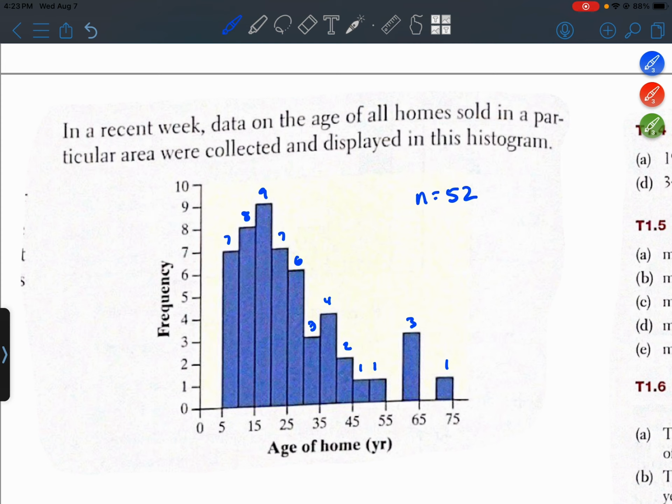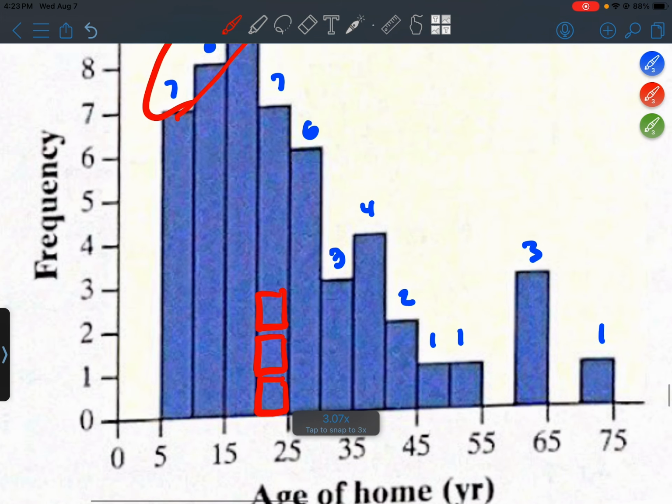The median is going to be somewhere around the 26th or the 27th value. 7 plus 8 plus 9, that's already 24. So then this would be the 25th value, this would be the 26th value, and this would be the 27th value. One of these is the median, or maybe actually the average of those two values. The histogram doesn't tell us what the actual value is. All we know is that it's somewhere between 20 and 25.